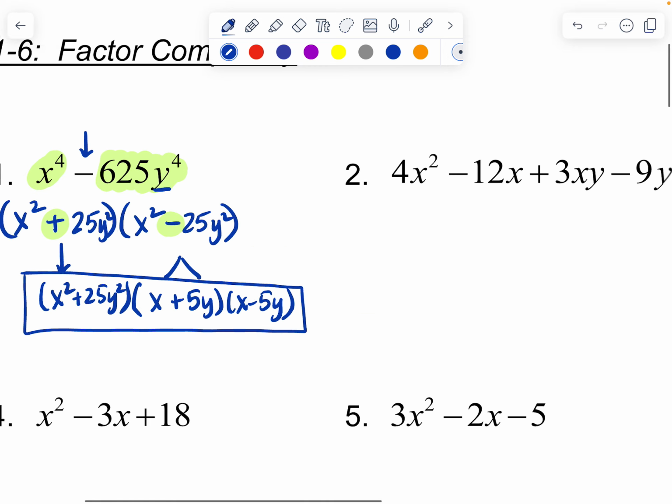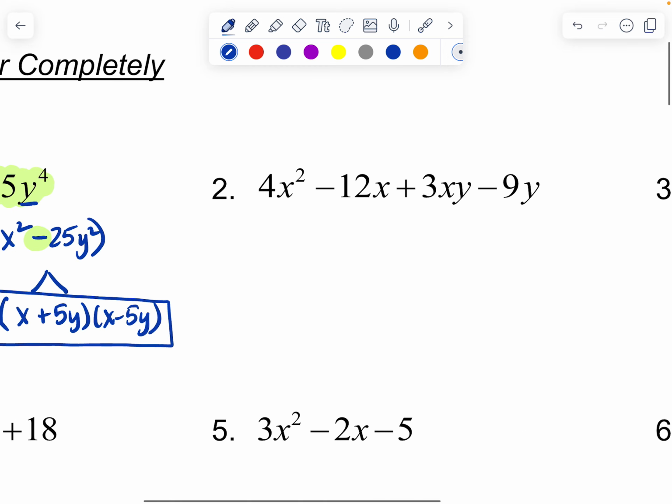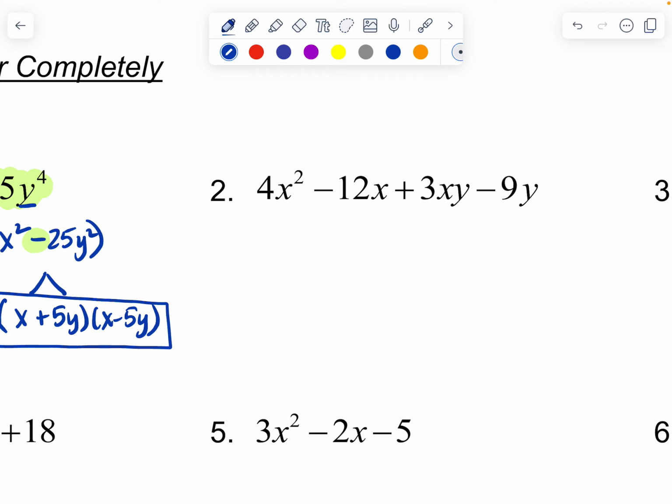All right, number 2, what do you see? I see 4 terms, which means it's probably going to be grouping. But you guys, before you even group, see if it has a GCF. Is there a number that goes into all of these guys? No, there is not. So I can go ahead and start grouping. Okay, grouping the first two. What can I pull out of here for a GCF? I can pull out a 4 and an x.